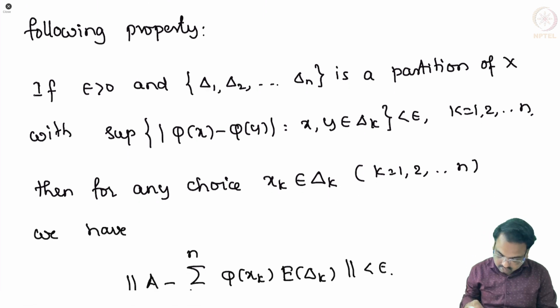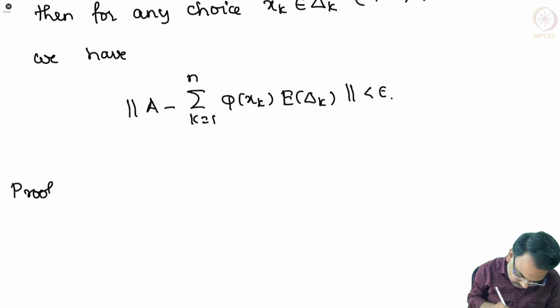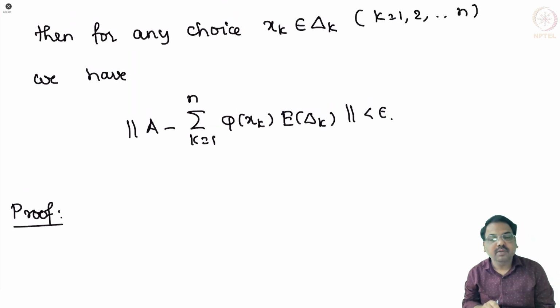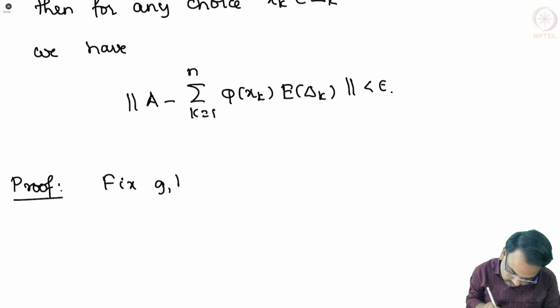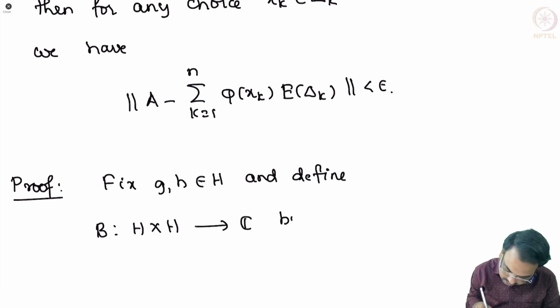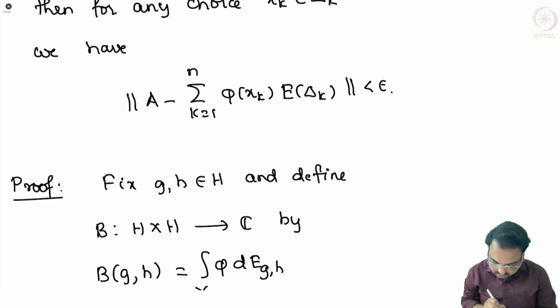Okay. So to prove this result, we want to show that there exists a bounded operator A having all these properties. That means A can be approximated by operators of the form summation k equal to 1 to n phi of x_k E of delta k. So let us fix two vectors g and h in H and define B from H cross H into C by B of g comma h is the integration over X of phi d of E_gh. We know that E_gh is a complex measure when we fix g and h.